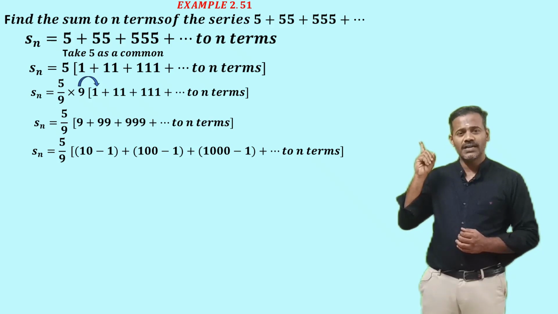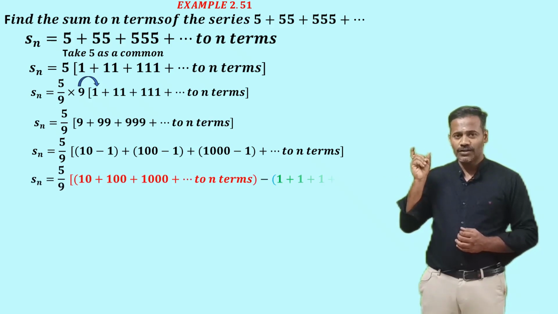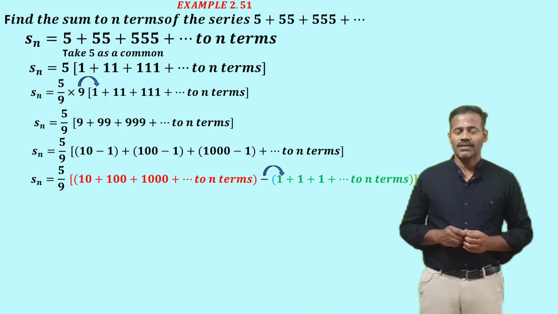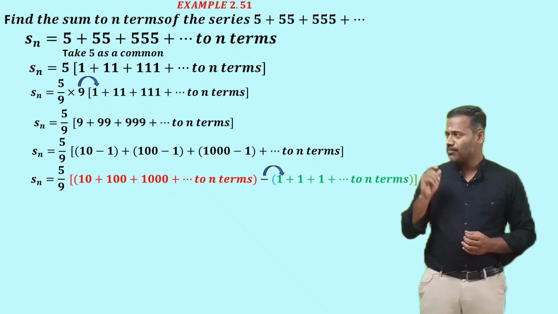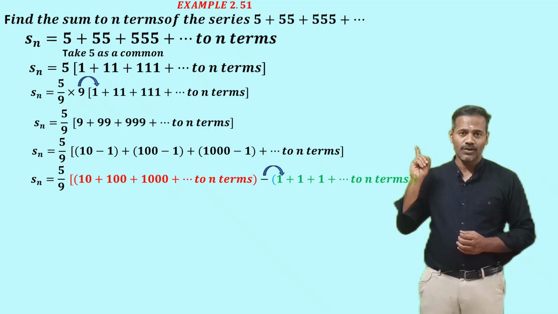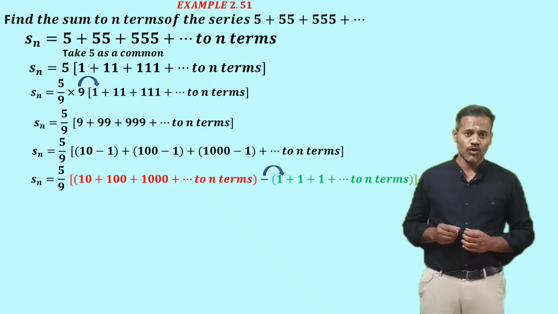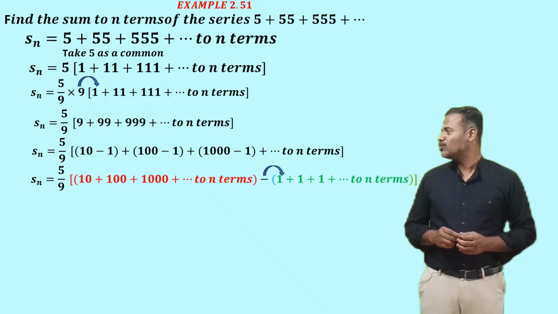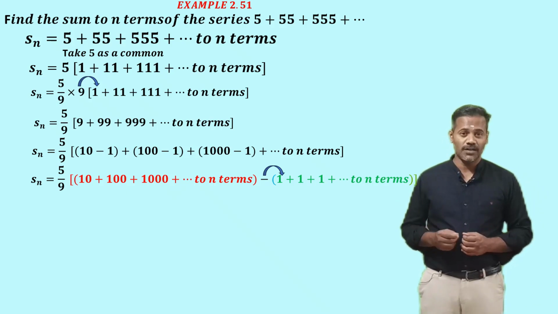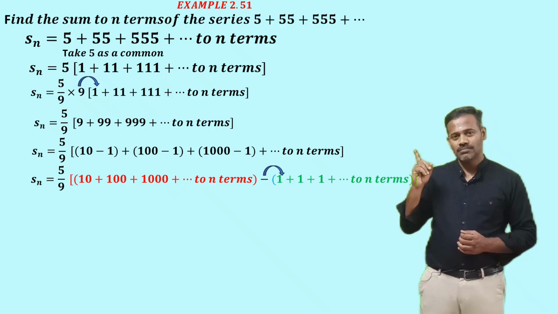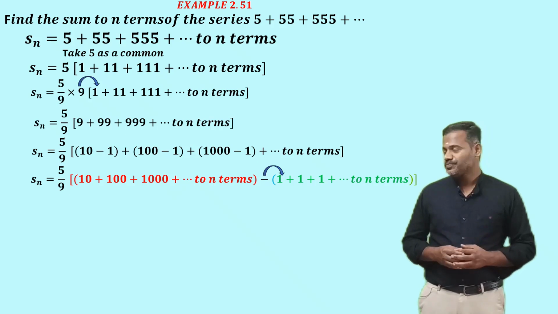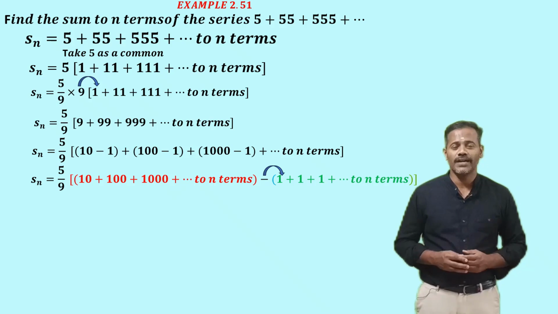You can take this 10, 100, 1000 as one group. So 10 plus 100 plus 1000 plus etc. up to n terms. The minus 1 is remaining there, no? If you take minus as common, the remaining will be 1 plus 1 plus 1 up to n terms. Minus 1 into 1 will be minus 1. So you can see 10 plus 100 plus 1000 up to n terms.